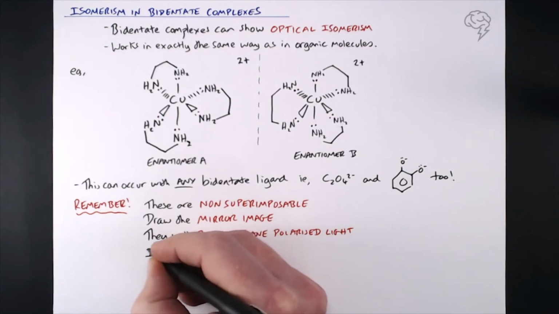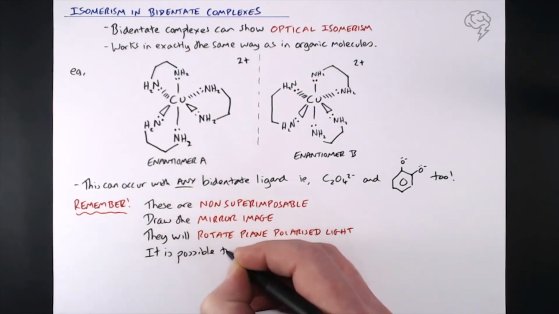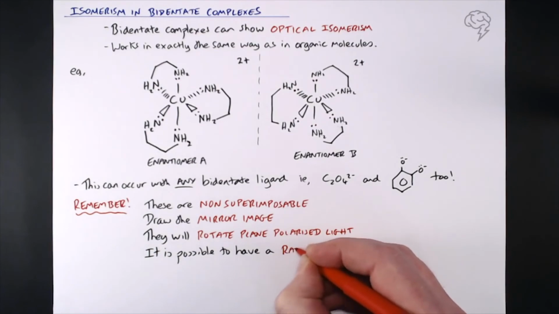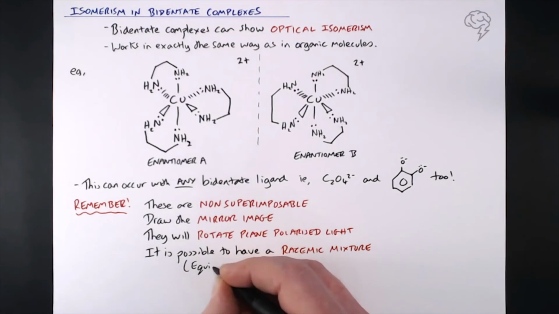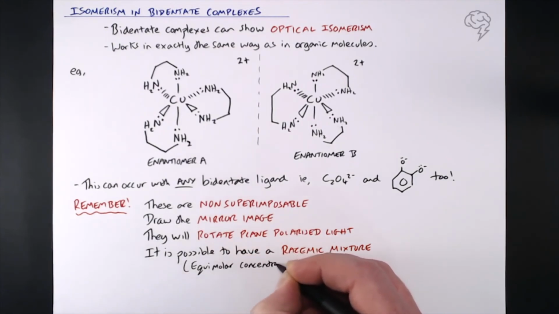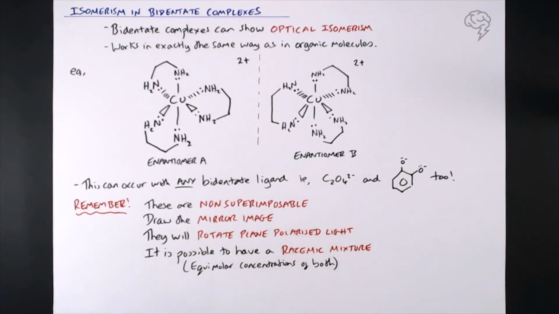And lastly, of course, it is possible to have a racemic mixture. And if you remember, that is where we have equimolar, really important word, concentrations of both. So lots of things from organic chemistry in terms of optical isomerism apply here, but just remember, this is where you have bidentate complexes and they give optical isomerism, and that's it, just optical isomerism, and they show that obviously looking at the mirror images here. So linking to organic, but of course this is very much inorganic chemistry and specific to bidentate complexes.